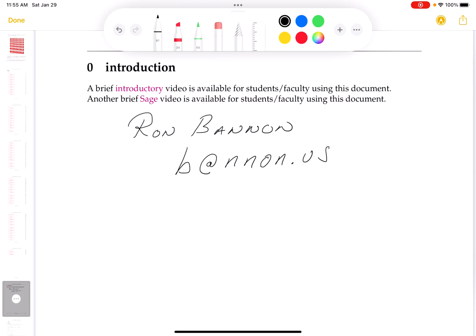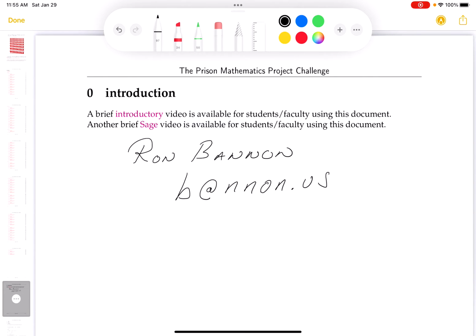So this is a document. This document is being shared with the Prison Mathematics Project. All right. Now in the document, there are embedded videos. So there's a brief introductory video available for students and faculty using the document. And there's another brief video regarding Sage Math as it relates to this document.